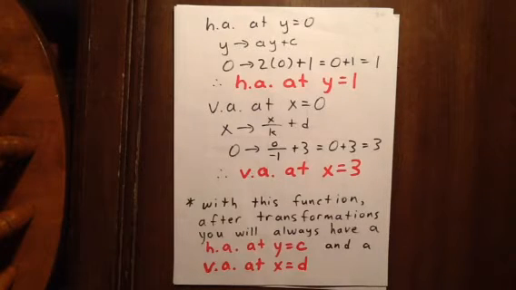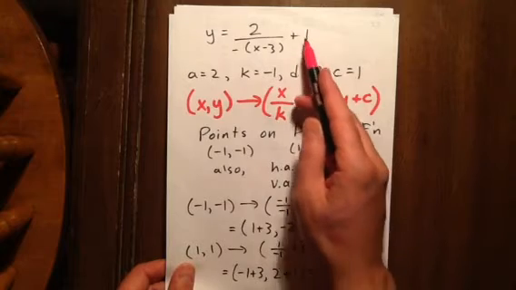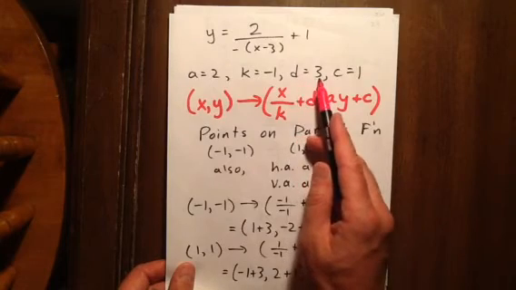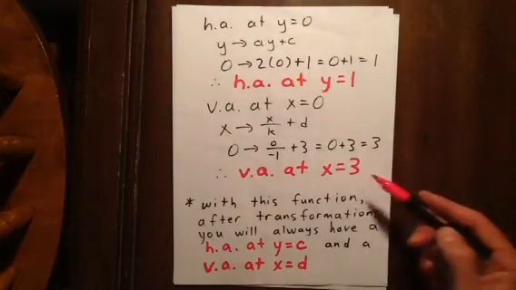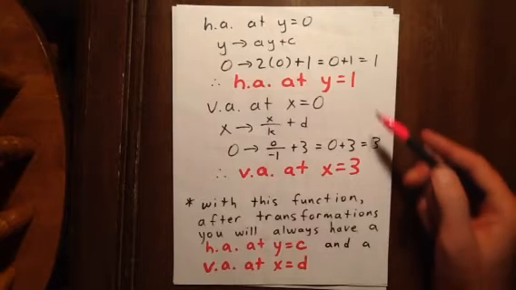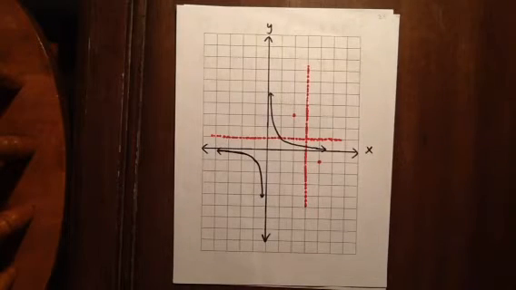Now, a quick tip: in the case of the parent function y equals 1 over x, after you transform it, you'll always have a horizontal asymptote at y equals c, and a vertical asymptote at x equals d. If you're not sure what I mean, let's look at the original question. Originally we said that the d value was 3 and the c value was 1. Our vertical asymptote will always be x equals d, so in this case x equals 3. And our horizontal asymptote will always be y equals c, which in this case is y equals 1. So now we know some good information about this curve, and we can do some graphing.